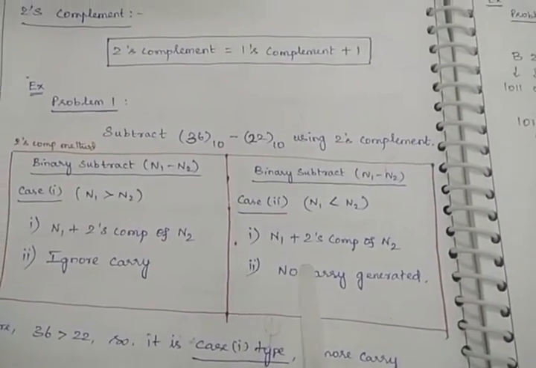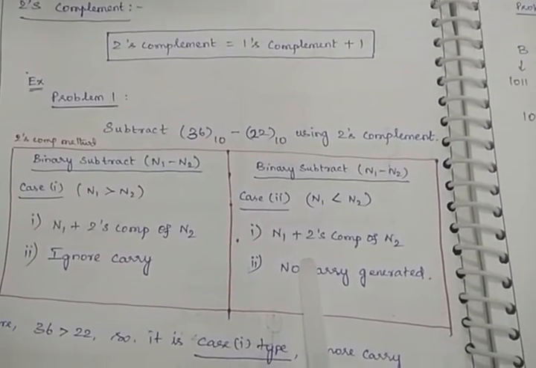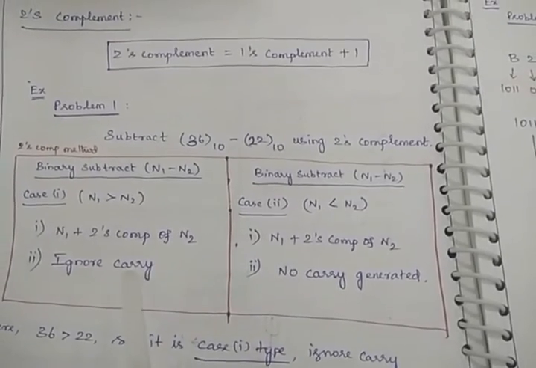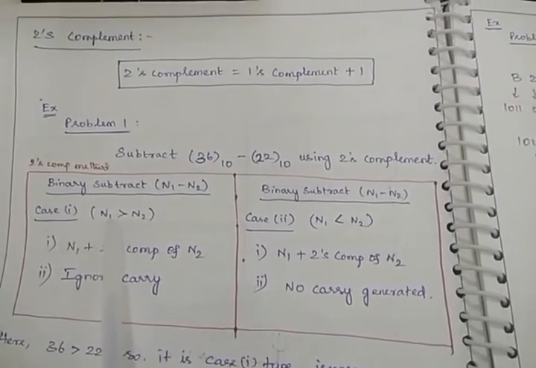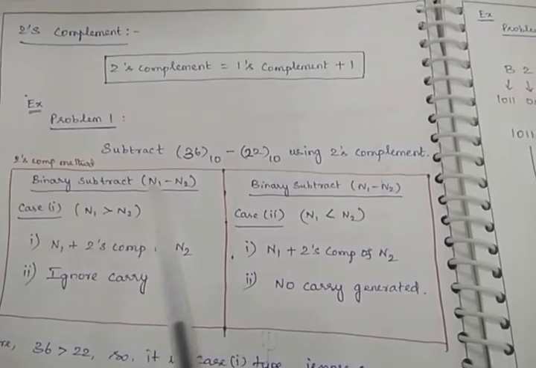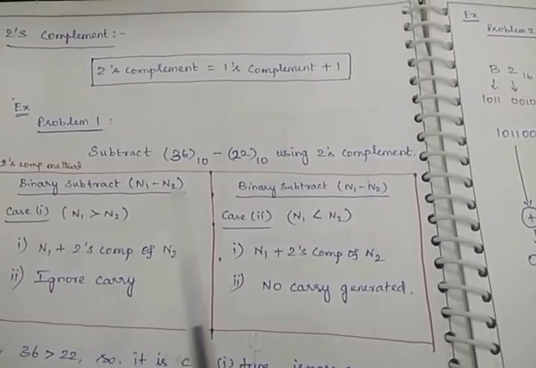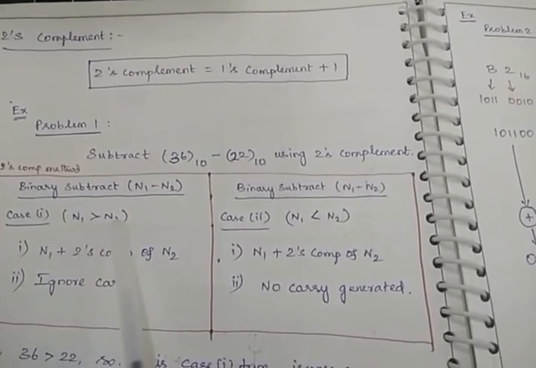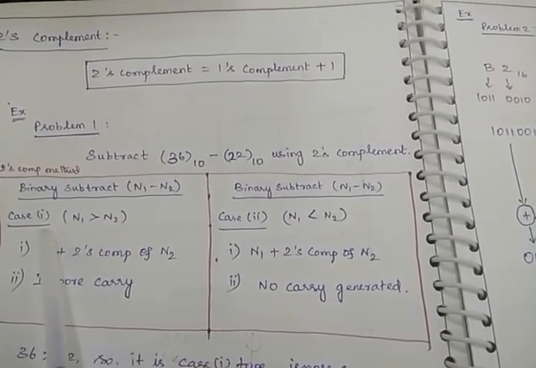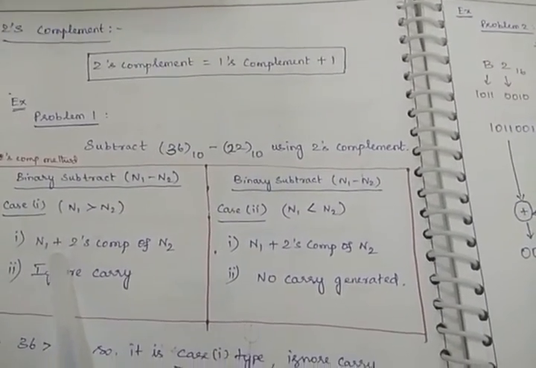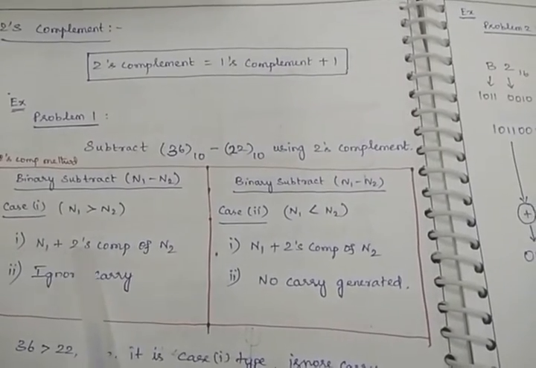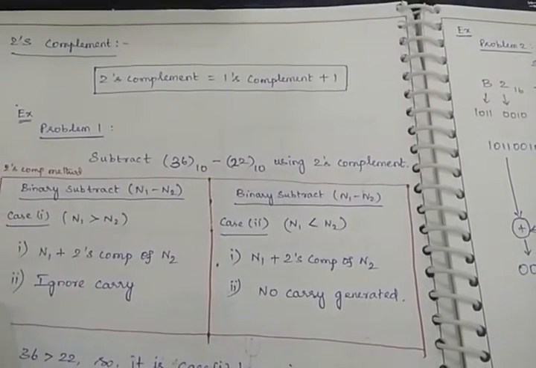See, two cases are there, as we discussed already in 1's complement. The same way here we have two cases. Case 1: there are two numbers given, the first number n1 and the second number n2. Suppose n1 is greater than n2, that is case 1 type. Then we have to do n1 plus 2's complement of n2. Ignore the carry.